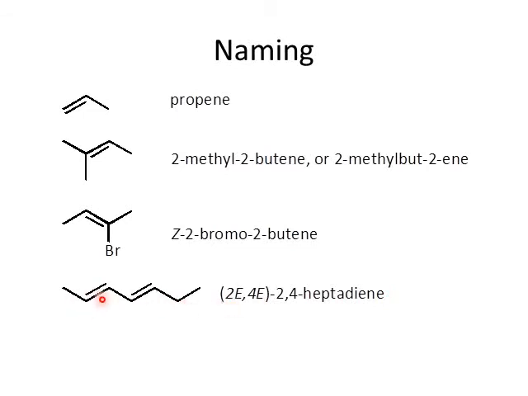So the pi bond at position 2 has an E stereochemistry, and the pi bond at position 4 has an E stereochemistry. And so this is the proper syntax for this. Or you could say 2E,4E-hepta-2,4-diene, which would also be correct. All right.